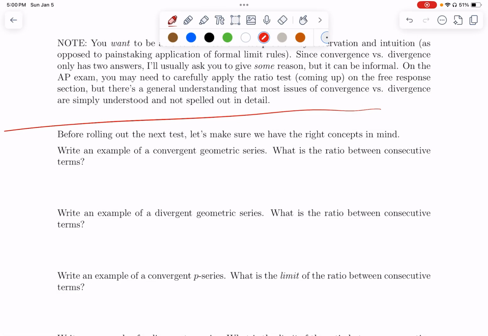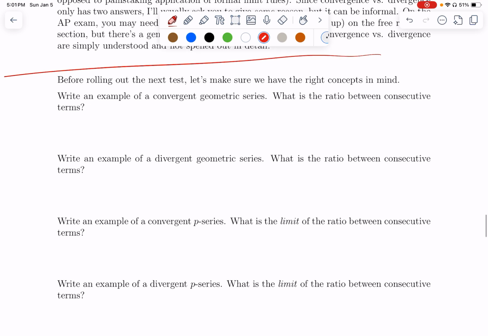All right. This will be the second part of the section 9.5 video, and we're about to talk about the ratio test, which is one that you'll be using quite a lot. But before we get there, I want to make sure you understand what the ratio test is doing. So I have four questions here, the multiple part questions.